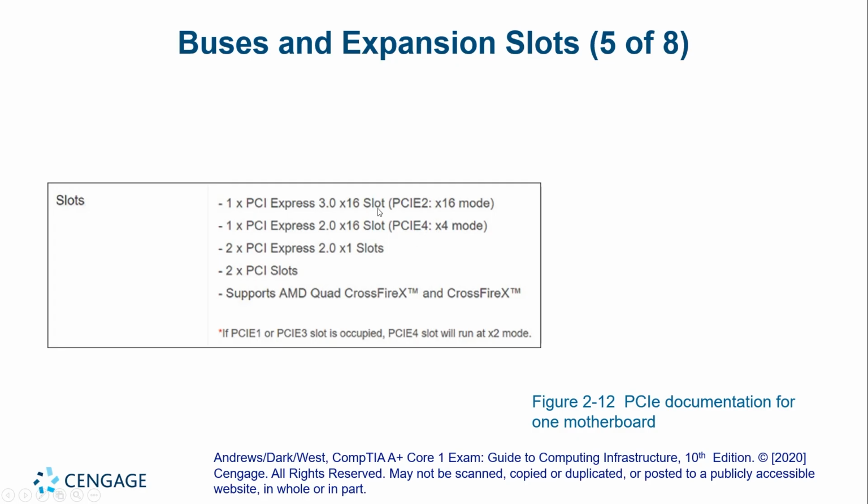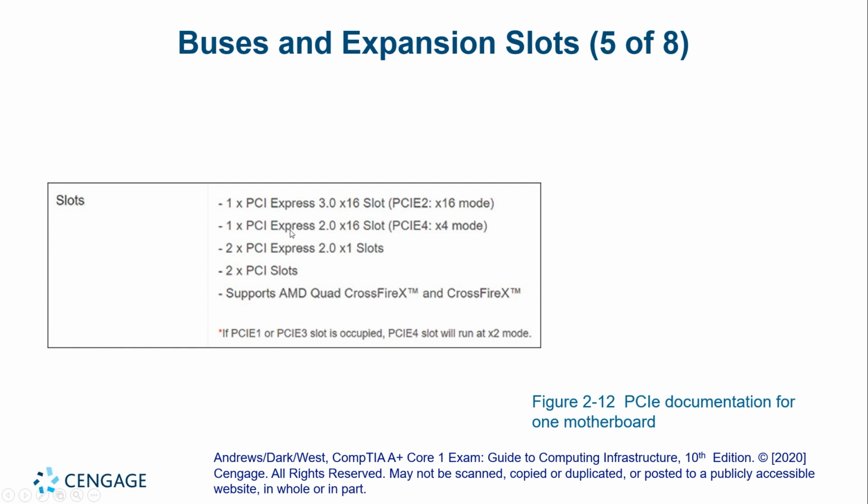This is an example of what the documentation for a motherboard would look like. It outlines what slots are available. So PCI Express 3.0, that's a version of the communication protocol. PCI Express 3.0 by 16, that means there is one of those slots that uses PCI Express 3.0. It's a by 16 slot, which means it has 16 lanes available.